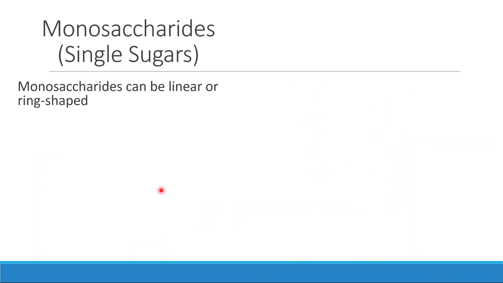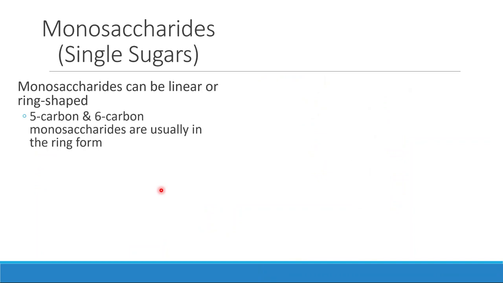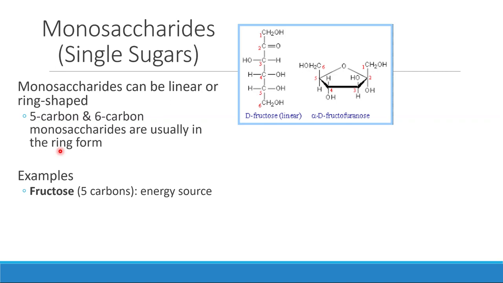Up to this point, we've looked at monosaccharides in what we call their linear form, but especially if we're talking about a monosaccharide that has 5 or 6 carbons inside of it, a lot of the time you're actually going to find that in the ring form. So as we start looking at specific monosaccharides, you'll notice that many of those will be presented in the ring form. My first example of a monosaccharide that typically exists in the ring form is called fructose.